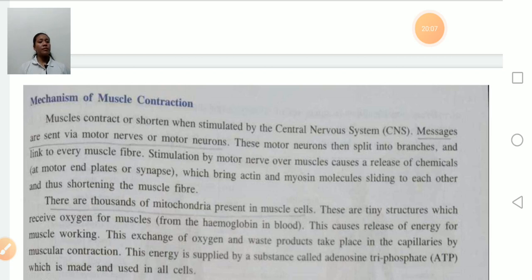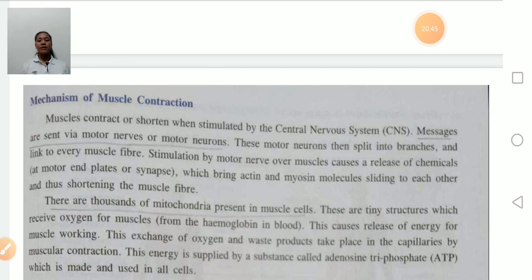When the motor neuron is stimulated, it releases chemicals at a motor end plate or synapse, which bring actin and myosin molecules sliding over each other. When the actin and myosin molecules slide over each other, there will be shortening of the muscle fibers. This is the mechanism of muscular contraction.